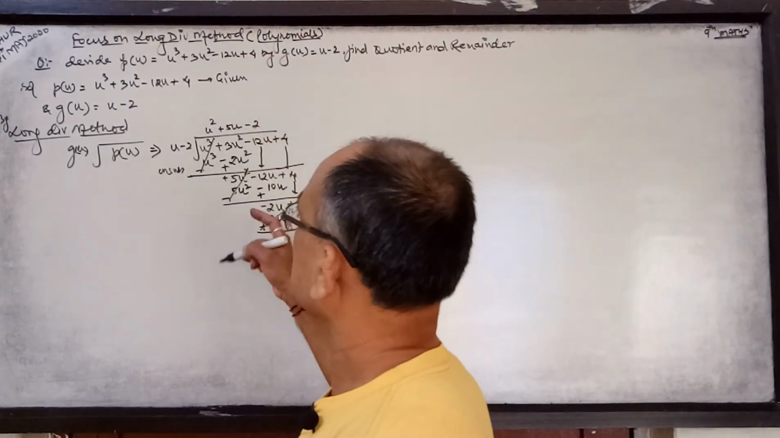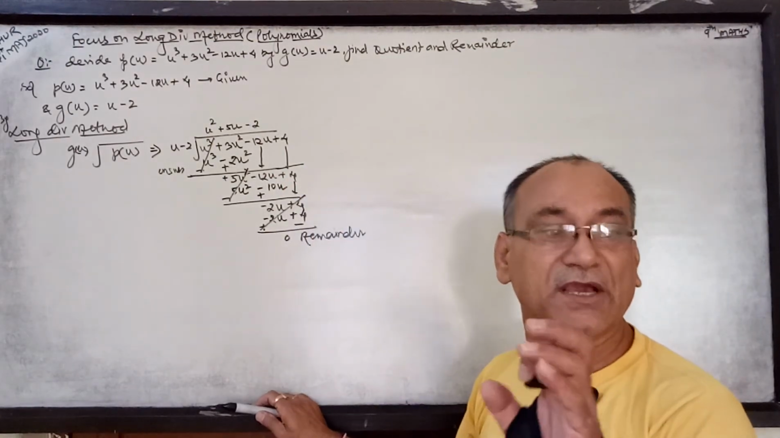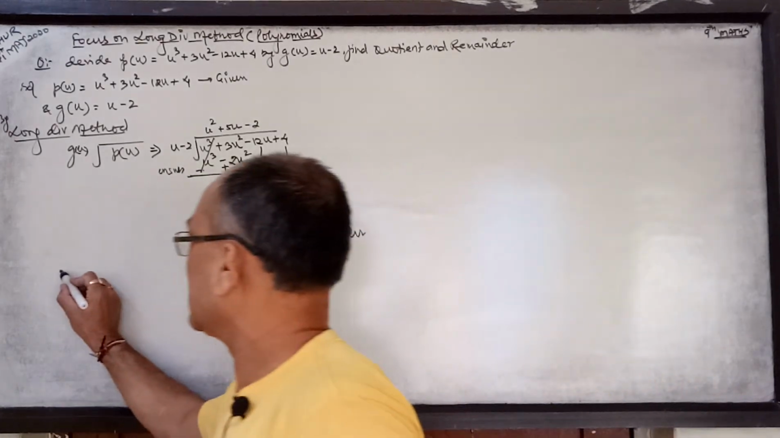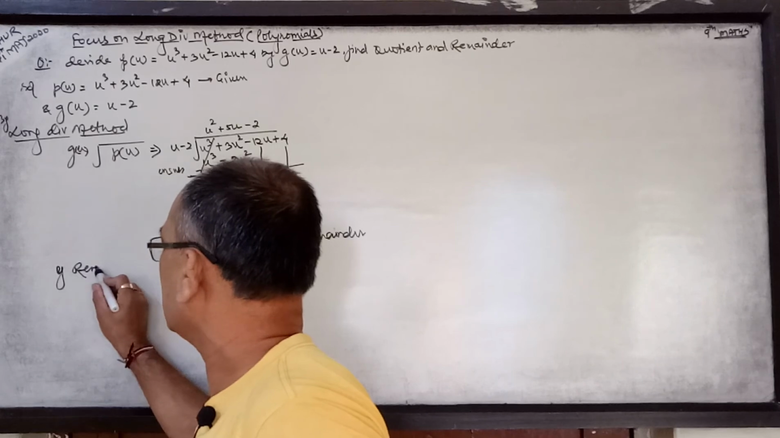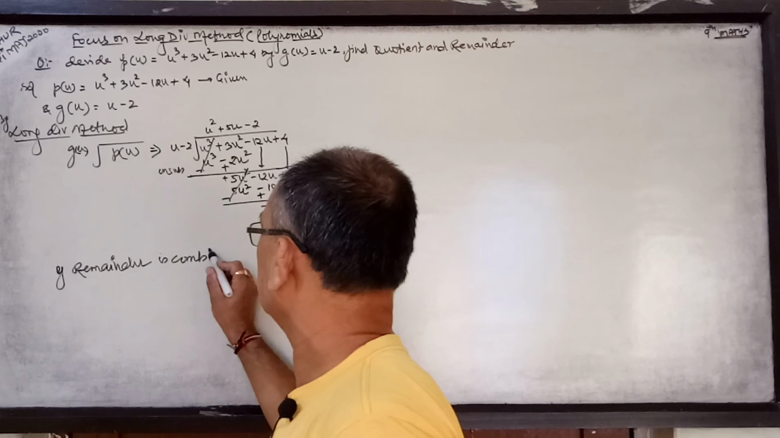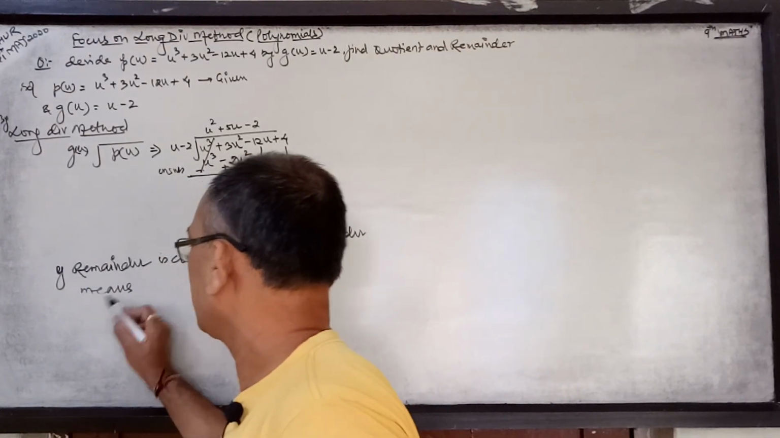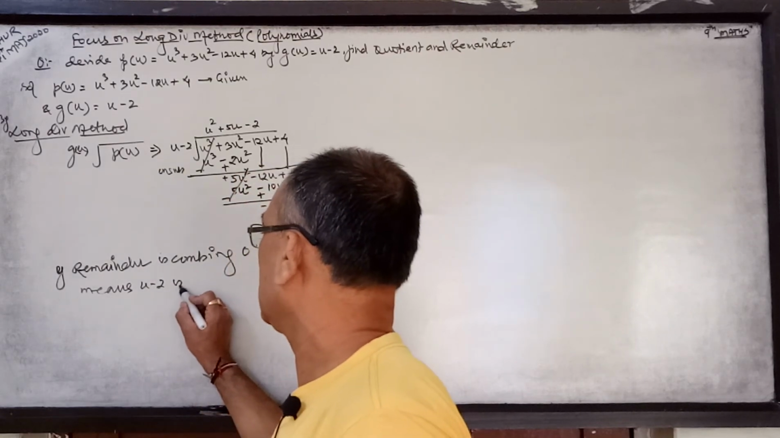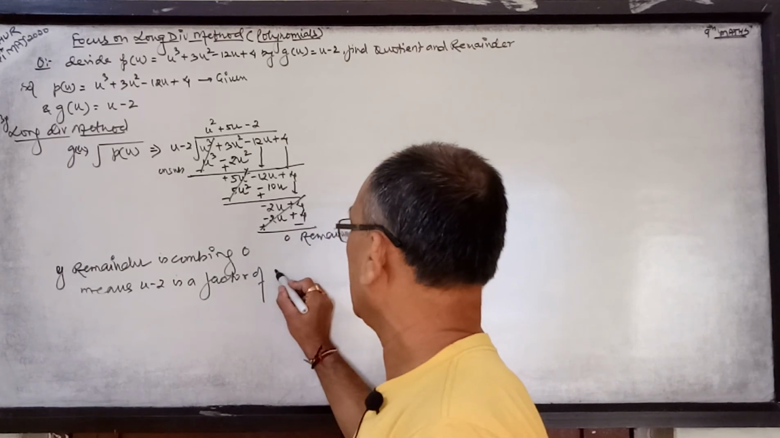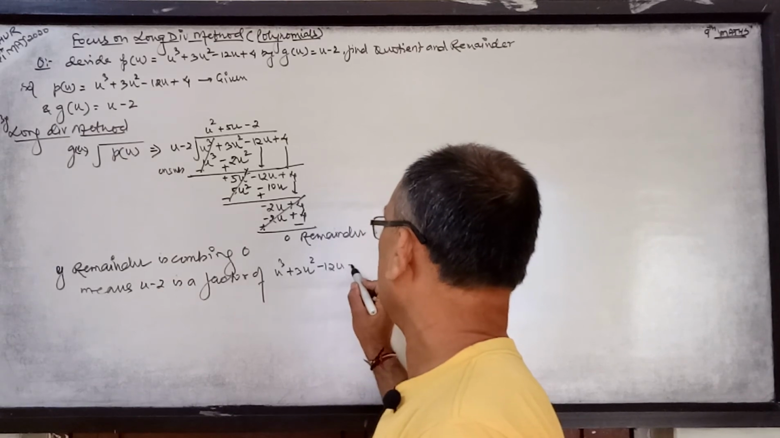So in this question, u minus 2 was already given to you. It means if the remainder is coming 0, then u minus 2 is a factor of u cube plus 3u square minus 12u plus 4.